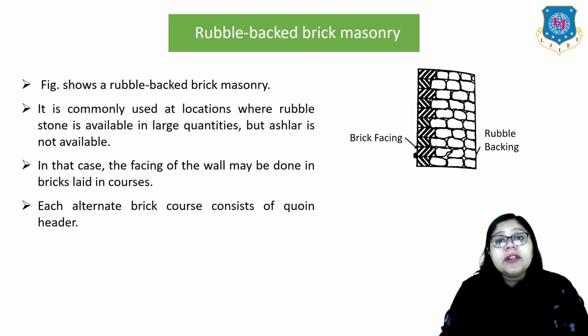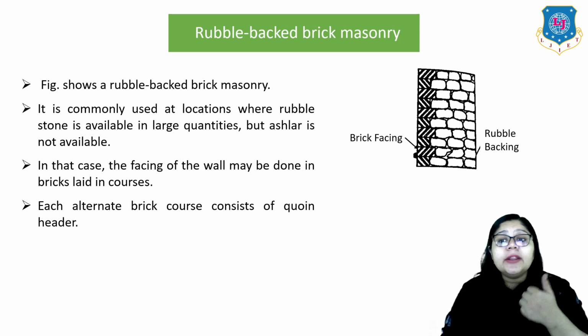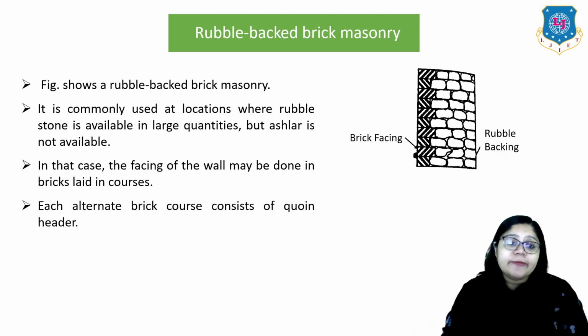Now the last type is the rubble backed brick masonry. The figure shows how the construction will work. It is commonly used at locations where rubble stone is available in large quantity but ashlar is not available. In that case, the facing of the wall may be done in bricks laid in courses, and each alternate brick course consists of twin headers, as shown in this figure.